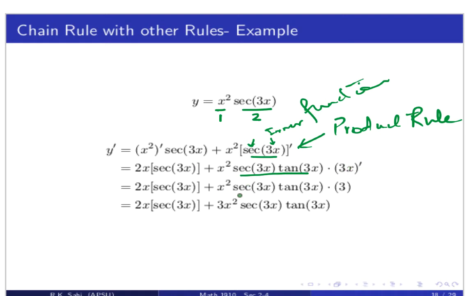So when you solve it further, this is x squared times secant 3x times tangent 3x times the derivative of 3x, which is 3. The first part is already done. Now the last line is basically writing it in a nicer mathematical manner. So you have 2x times secant 3x plus, get the 3 in the front because this 3 is multiplied to the whole expression, so it is 3 times x squared times secant 3x times tangent 3x.